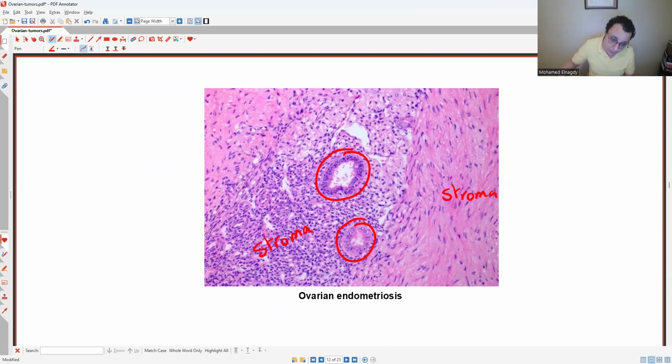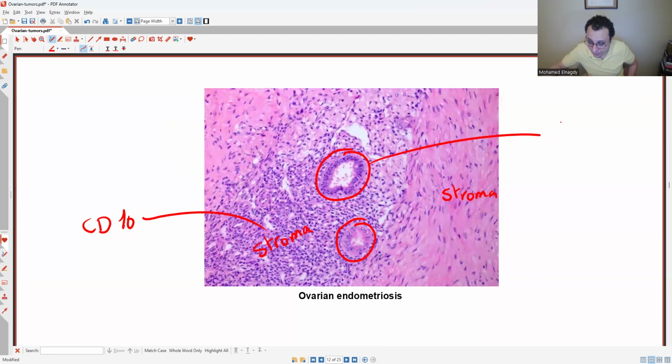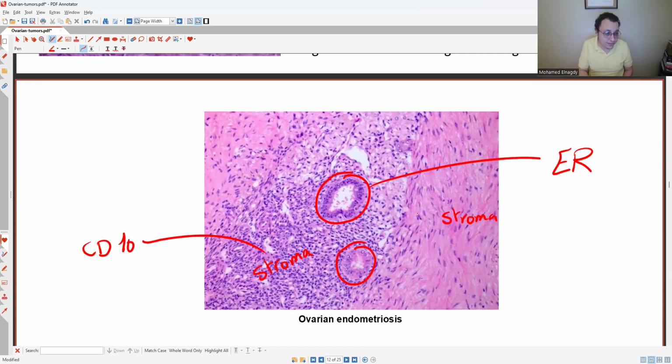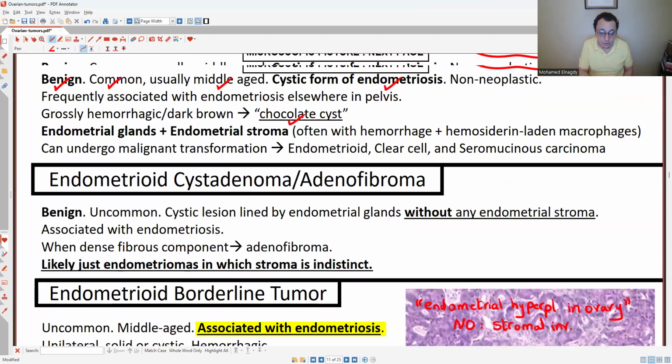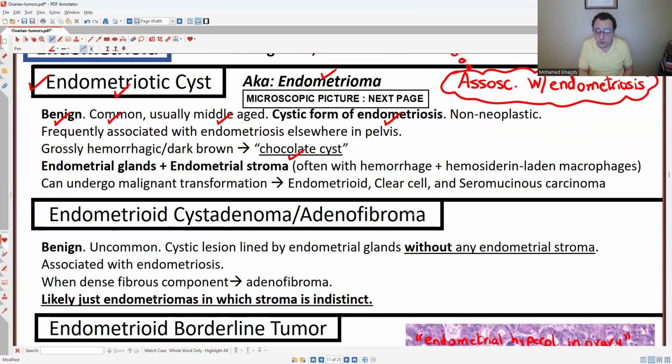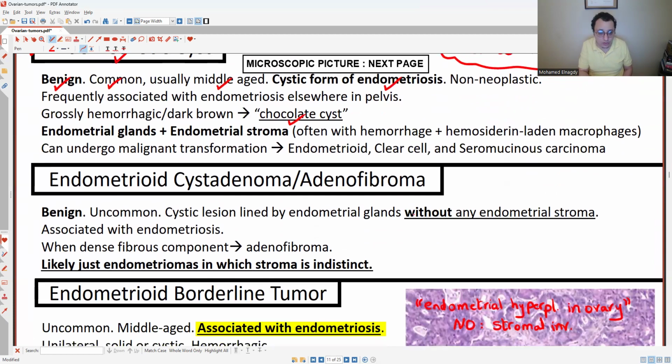How do we highlight the stroma from the benign endometrium? CD what? CD10. And how do we highlight the endometrial glands? ER. Yes, ER for endometrial glands, CD10 for endometrial stroma. Make sure you remember these. Okay. That's endometriotic cyst, endometrioma, chocolate cyst.